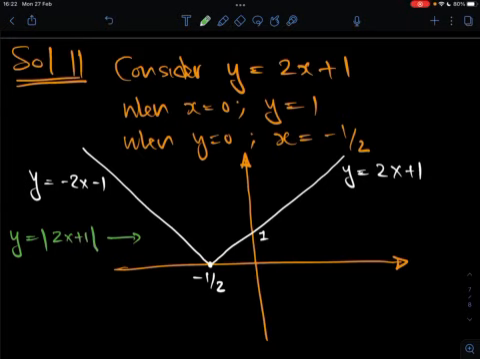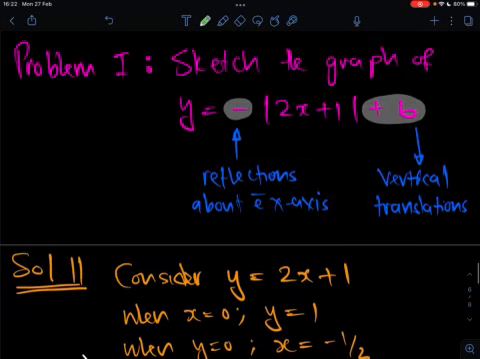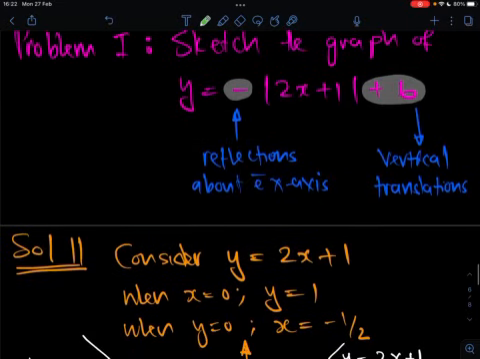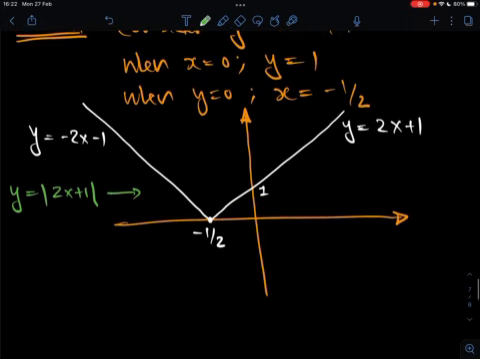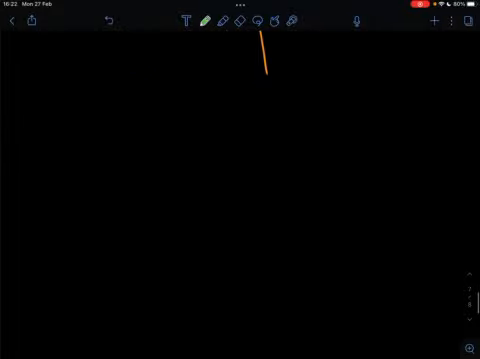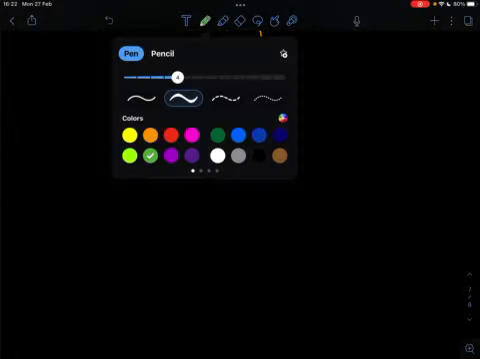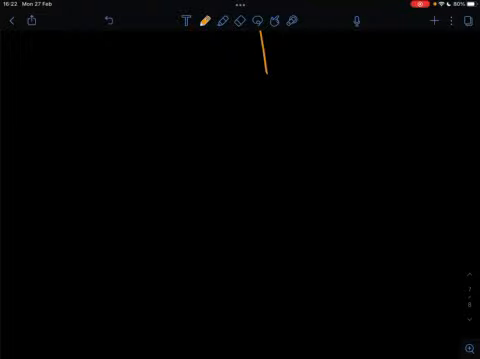Now the question is, how can we deal with these other things? First, let's start with the negative. How will the negative change things here? If you apply the negative outside the absolute function, that negative will take our original graph and reflect it about the x-axis. So this is going to face downwards, which means the graph with the minus will be something like this. Now we're going to get something of this sort.